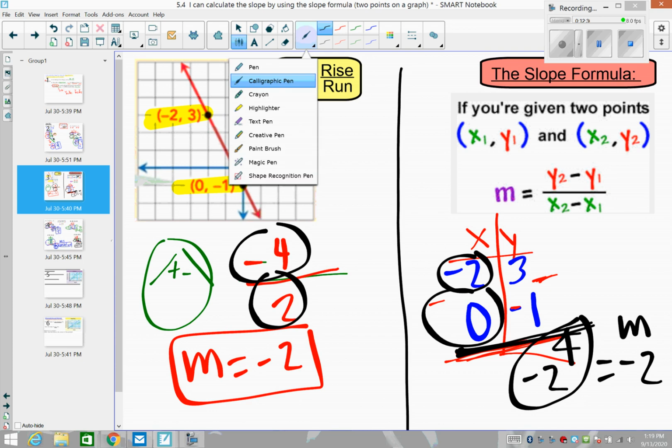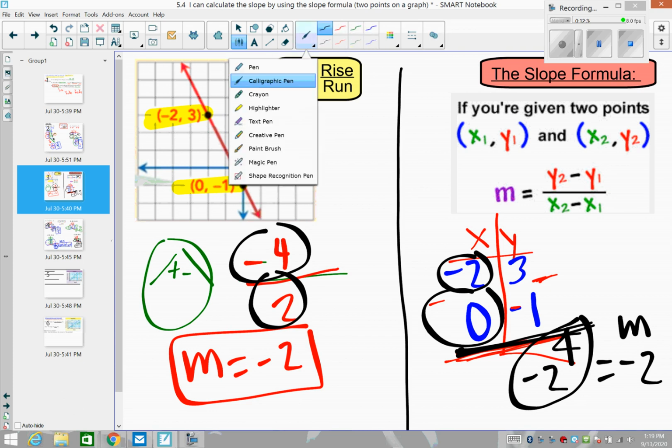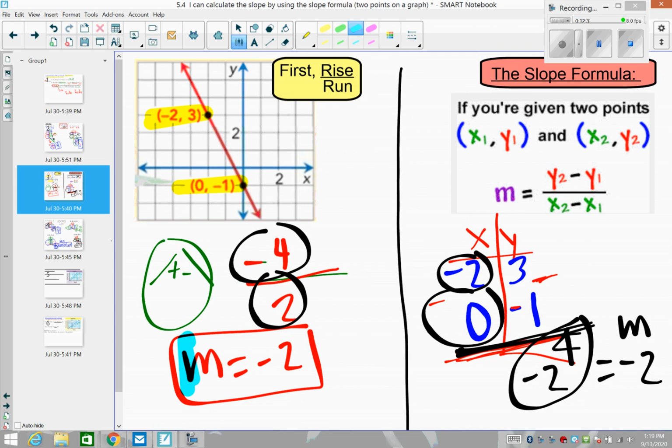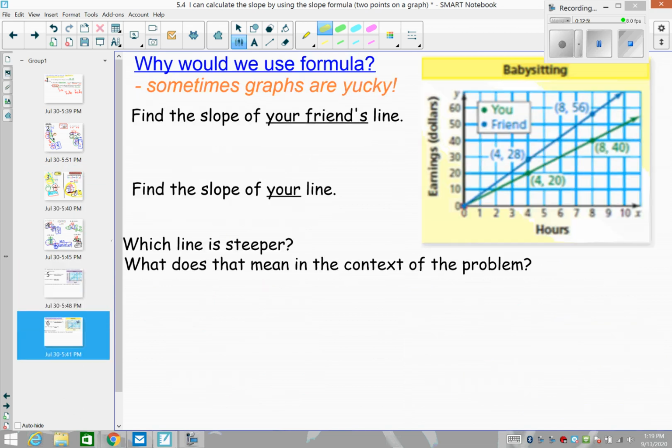So it doesn't matter whether we use the graph. We got a slope of negative 2 using the graph. Or if we use the data points, we still get a slope of negative 2. So that's what happens when we lose the graph. How do we calculate slope? We set it up in this table. We subtract the y's, and we put them on top of subtracting the x's. All right, last two problems of the day.